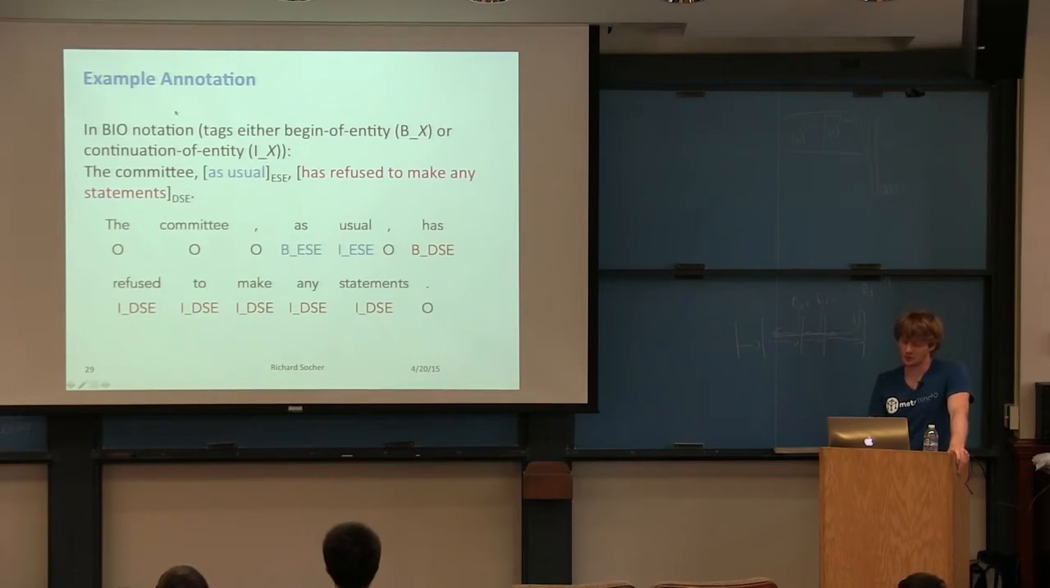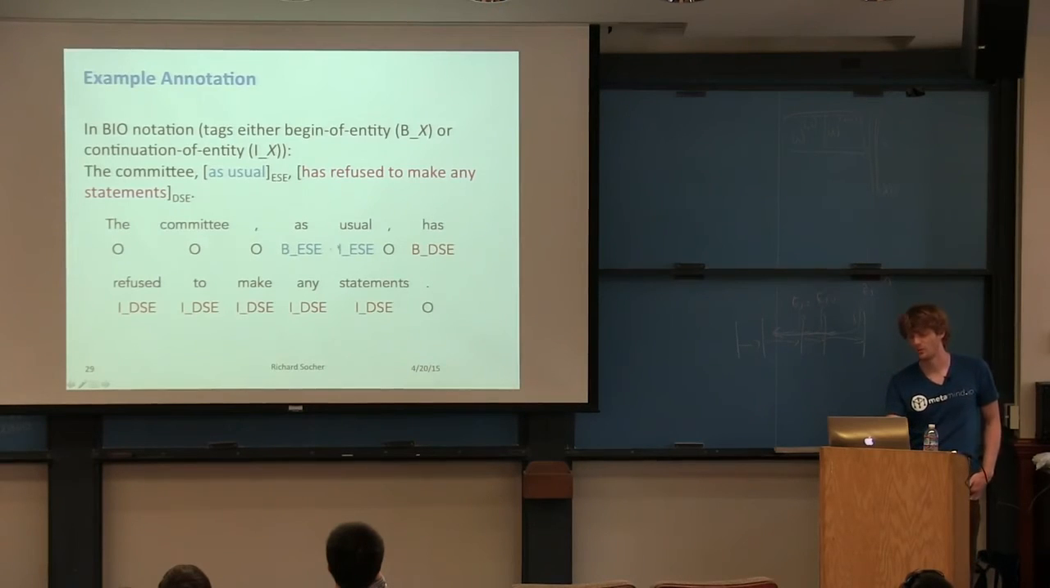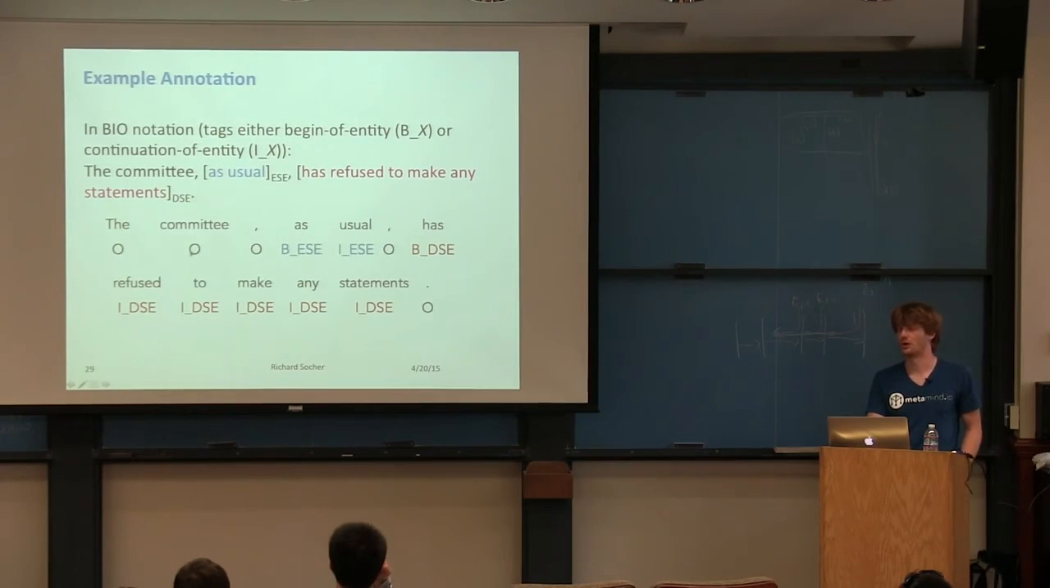One commonly used notation that you should know is the BIO notation, which is a way to describe the labels for every word such that you can also label longer phrases. It's a very simple one. It basically has three types of labels: B, the beginning of any type of tag, I, the continuation of that kind of tag, and O for none of those kinds of labels. So "as usual": "as" is the beginning of an ESE, and "usual" is the continuation. And this whole phrase has basically one specific label as well.